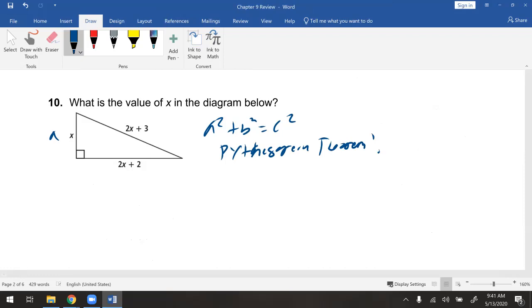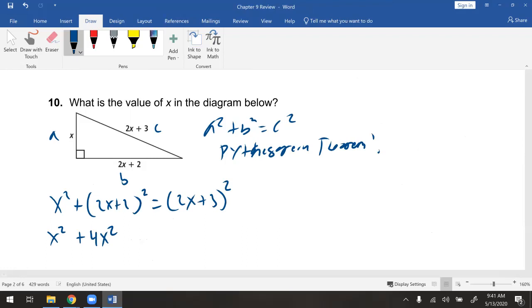So we're going to call this A, we'll call this B, we'll call this C. So I can say that this is x squared plus (2x plus 2) squared equals (2x plus 3) squared. And your goal is obviously to find the value of x. And remember your boxing method for both of these. So you have x squared, and I'm going to do this off the top of my head: 4x squared, 4x plus 4x, that's 8x, and then 2 times 2, that's 4, equals 4x squared plus 6x, 6x, 12x, and then plus 9.